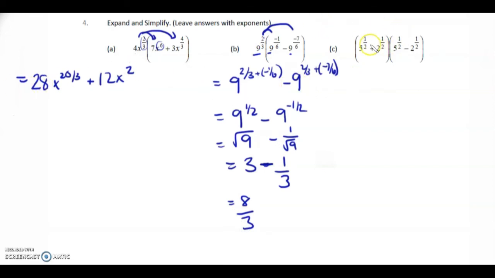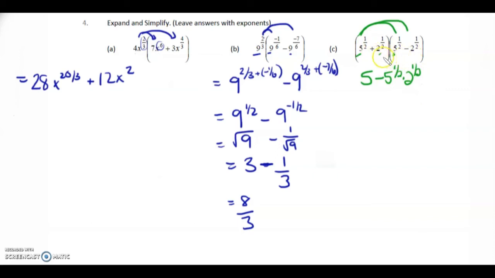Okay, we're going to do the same thing to C. We have the 5s as a base and the 2s as a base. So root 5, 5 to the 1/2 times 5 to the 1/2, we would add those and we would just get 5. Okay, 5 to the 1/2 minus 2 to the 1/2, we would just write it out like that. Those are just two numbers, okay?